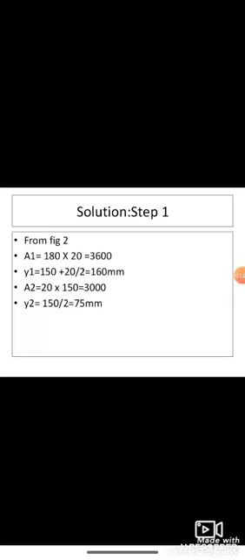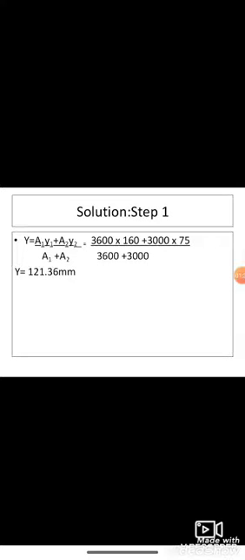Okay, so from the figure it is given A1 is equal to 180 into 20, which is equal to 3600 mm square. Y1 is equal to 150 plus 20 divided by 2 is equal to 160 mm. A2 is equal to 20 into 150 is equal to 3000 mm square. Y2 is equal to 150 divided by 2 is equal to 75 mm.